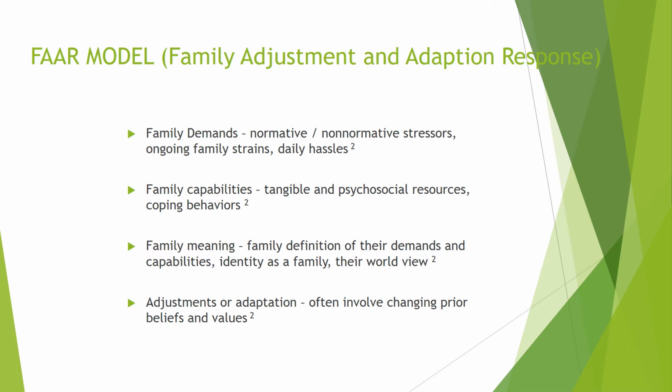The FAR model includes family demands, such as normative and non-normative stressors. A normative stressor would be, for example, going through puberty or getting married. Non-normative stressors would include natural disasters. Family capabilities are tangible and psychosocial resources, their coping behaviors. Family meaning is the family's definition of their demands and capabilities, the identity as a family and their worldview. Adjustments or adaptation often involve changing prior beliefs and values.